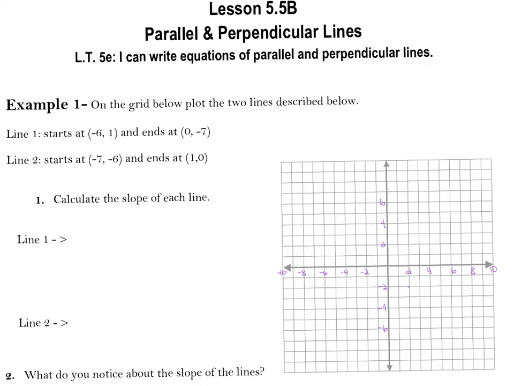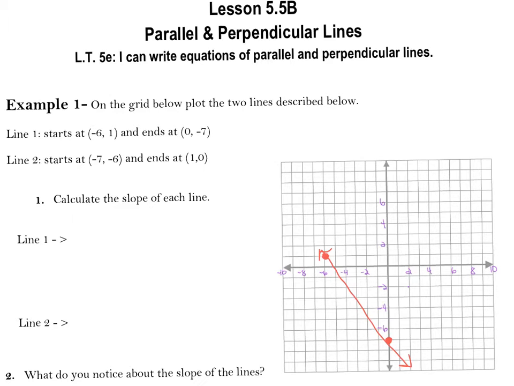So that first one we're going to graph is negative 6, 1. So I'm going to go negative 6, positive 1. It's going to be my first dot. And it ends at 0, negative 7. So I'm going to go 0, negative 7. So I'm going to do my best to connect those two points. Draw my arrows on each end.